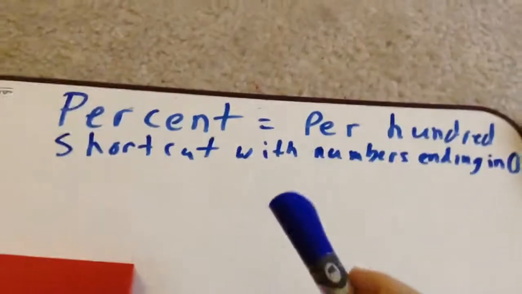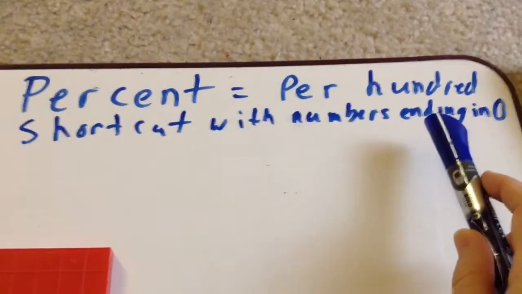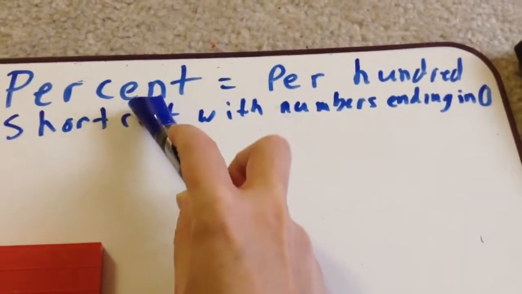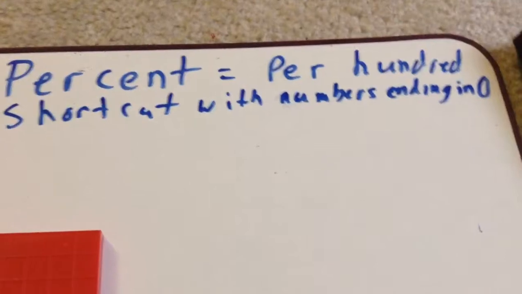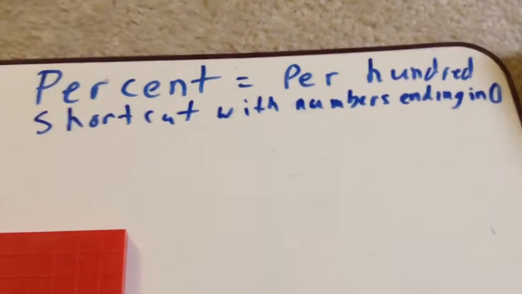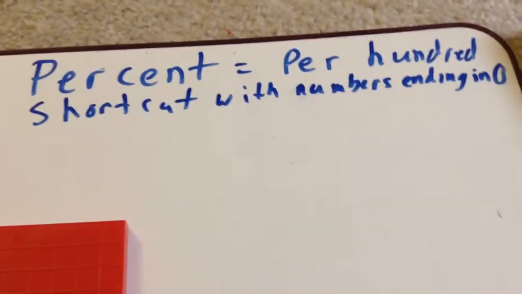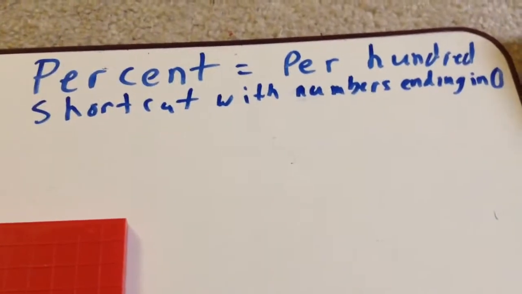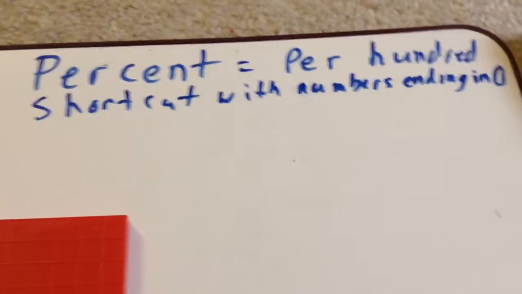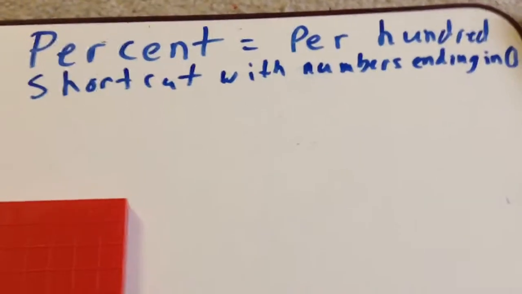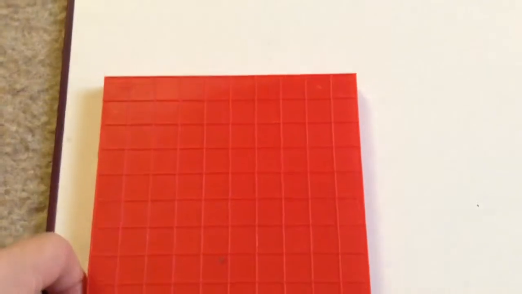So percent, what that really means, right, is per hundred. Okay, because cent means 100. And if you think about it, a century, we have 100 years. With a penny, that's a cent. Another name for that is a cent. 100 pennies is $1. So percent means per hundred. And that's actually what we have here. If you were to count all these squares, we'd have 100.